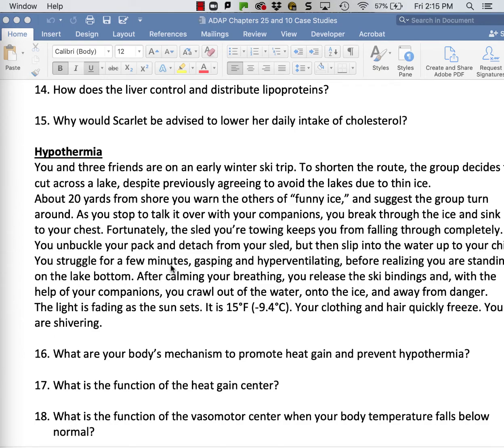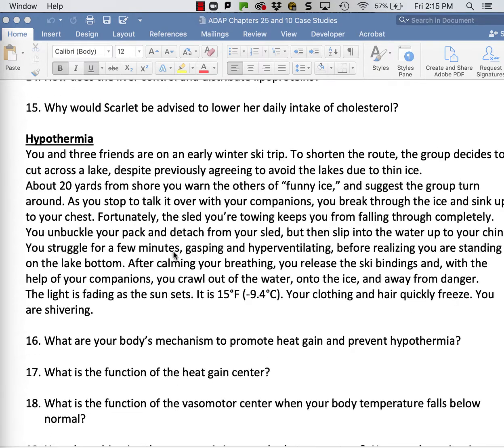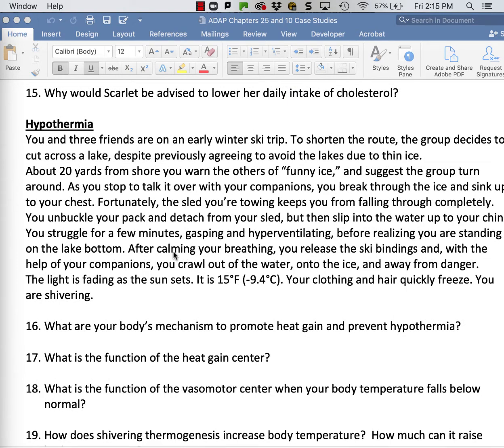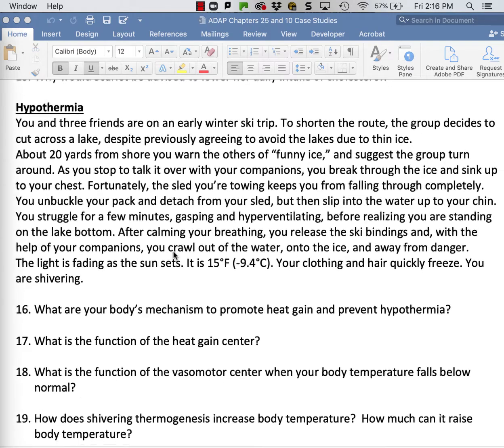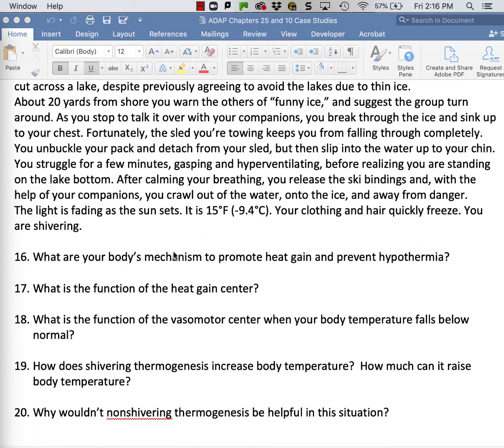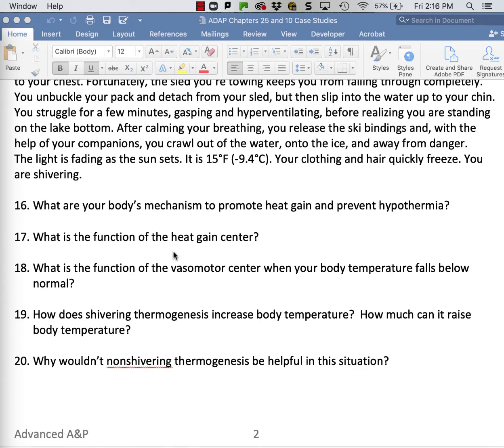Hypothermia. You and 3 friends are on an early winter ski trip. To shorten the route, the group decides to cross a lake, despite previously agreeing to avoid the lakes due to thin ice. About 20 yards from shore, you warn the others of funny ice and suggest the group turn around. As you stop to talk it over with your companions, you break through the ice and sink up to your chest. However, the sled you're towing keeps you from falling through. You unbuckle your pack, detach it from your sled, but then slip into the water up to your chin.